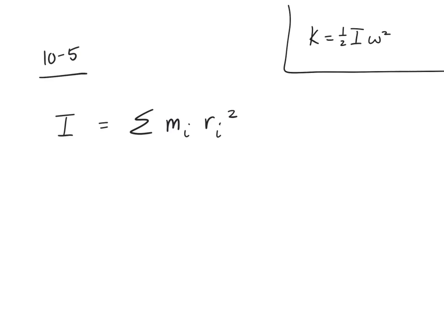So the beginning of 10.5 tells us that I, the moment of inertia, if you recall from 10.4, was really the summation of m sub i times r sub i squared. And this was from 10.4 when we looked at the rotational kinetic energy. And we said that rotational kinetic energy was 1/2 I omega squared. This was how that formula was analogous to translational kinetic energy. So this is the definition of I, but this is only good when we have all particles.